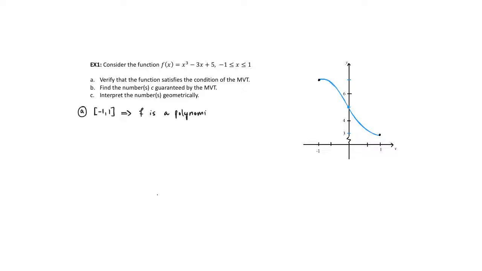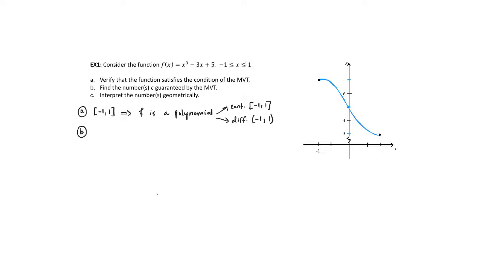And as soon as I make that comment, then I know that it is going to be continuous in the closed interval -1, 1, and it's going to be differentiable in the open interval from -1, 1. Now that I have that nicely satisfied, then I can go to the second part of the question. Find the number or numbers that are guaranteed by the mean value theorem.